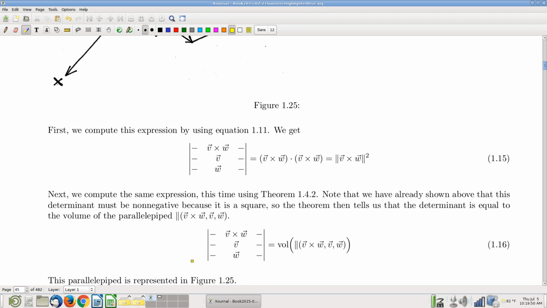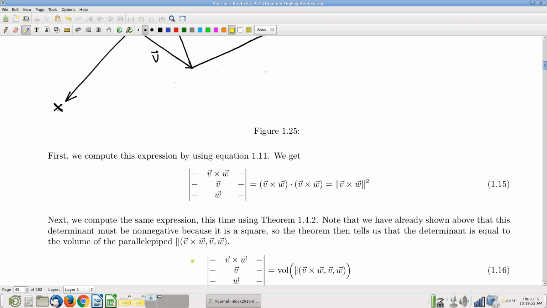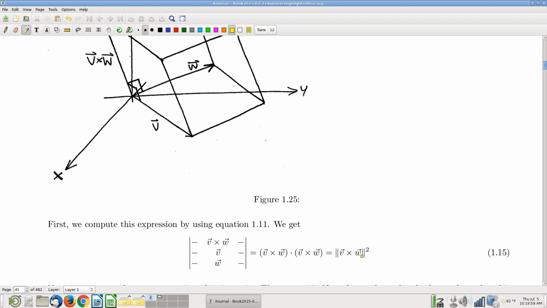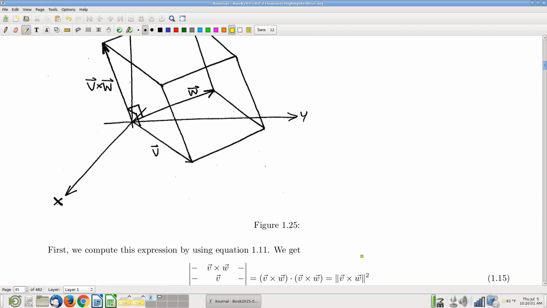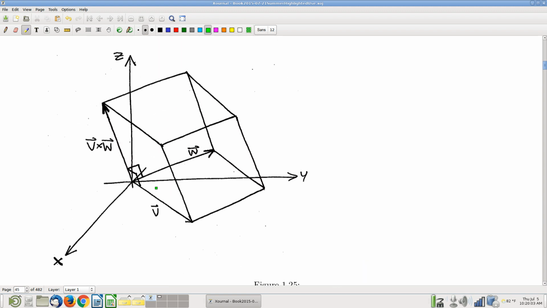Okay, well, I've got to play the game. It's the volume of the parallelepiped that's defined by, well, these three vectors. So let's write down these three vectors. Let's see, V, W, and the cross product. Here they are, V and W. And here's the cross product. Recall, we already know that cross product is perpendicular to the other two vectors. That means it's perpendicular to this entire base.